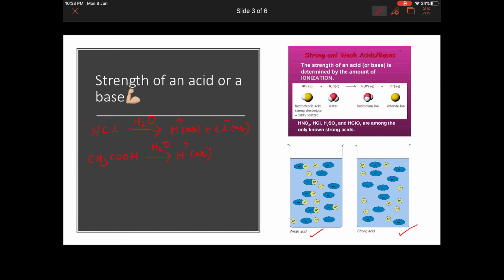But now look at this picture of a weak acid. And what do you find here? That only some of the H plus has dissociated, some of it is still undissociated. So this is an acid which partially dissociates and therefore is called a weak acid. And this one is an acid that completely dissociates and therefore is called a strong acid.